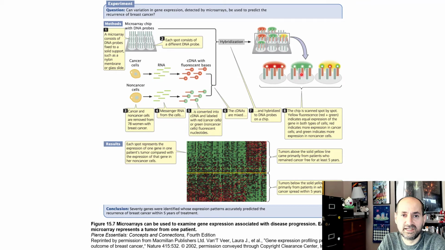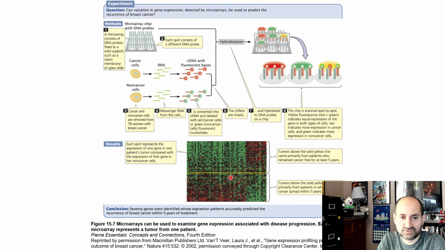If more of the non-cancer cell cDNA hybridizes, you'll get more green fluorescence. If it's an equal amount of both, you'll get more yellow fluorescence, because yellow would be a combo of green and red. Okay, so then what you can do is look at this chip. Anywhere there's green, you know what that tells me? That tells me that the non-cancer cells, the healthy cells, express more of these green genes than the cancer cell.